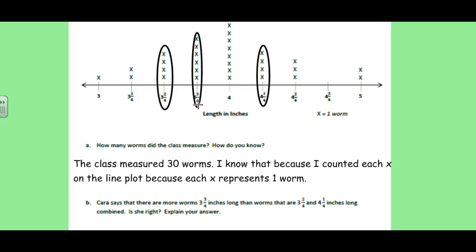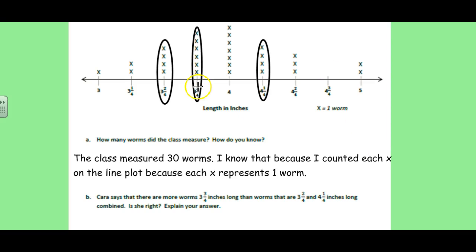So looking back at the question, it said that Kara said that there are more worms that are 3 and 3/4 inches long than there were for 4 and 1/4 and 3 and 2/4 combined. Well, we know that when we combine these two, there was a total of 8 worms, and then 3 and 3/4 has 6 worms. So Kara is actually not correct, because 3 and 3/4 only has 6 worms, and when you combine 3 and 2/4 and 4 and 1/4, you have 8 worms. So that's pretty much going to be the explanation that we're going to be putting for our answer.